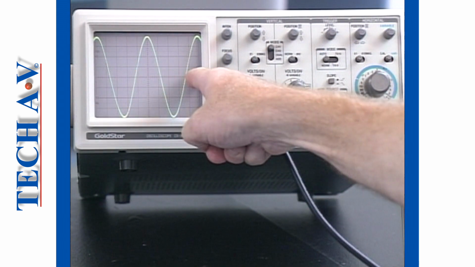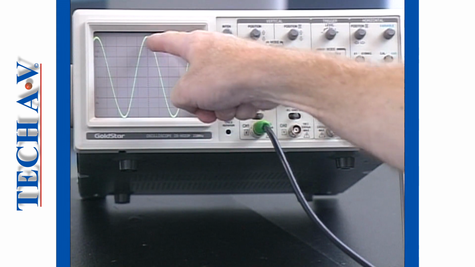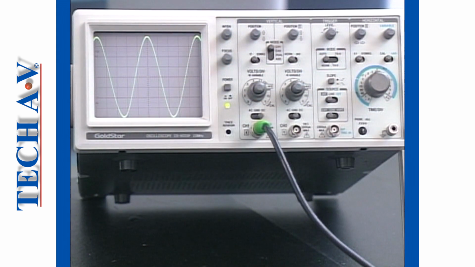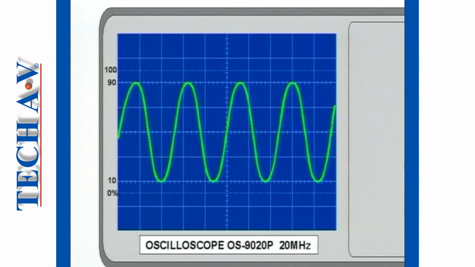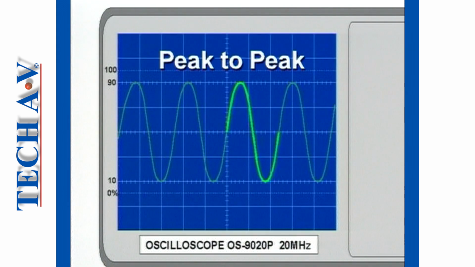Notice that the waveform remains symmetrical about the horizontal center line. This tells us that the waveform is an AC voltage with no offset or DC component. There are a number of ways to express the amplitude of this AC voltage. We'll start with the peak-to-peak value.